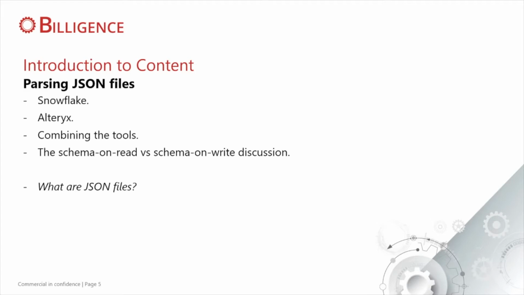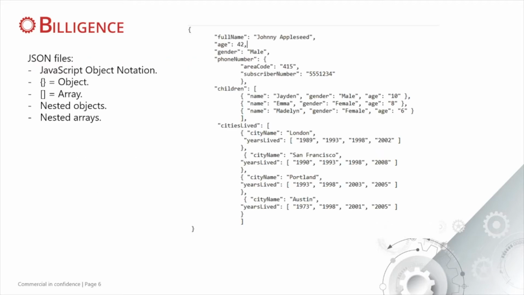I guess the first step is, what are JSON files? JSON files are a semi-structured data type that stands for JavaScript Object Notation. Now, within JSON files, you'll find objects and arrays, and then objects within objects and arrays within arrays, which are known as nested files. This is the example we'll be using today. As you can see here, it's quite simple, but complex at the same time.